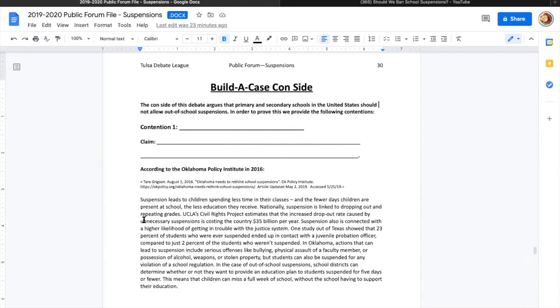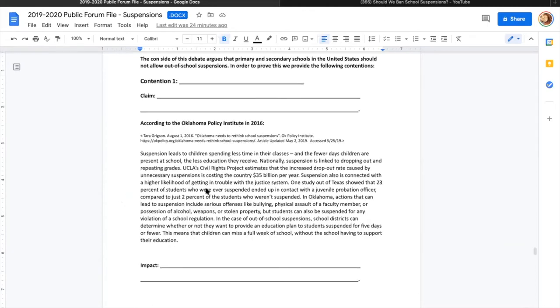Children are not present at school, costing $35 billion a year. Suspensions are connected with a higher likelihood of getting in trouble with the justice system. A study out of Texas showed that 32% of the students who were ever suspended ended up in contact with a juvenile probation officer, compared to the other 2% of the students who weren't suspended.